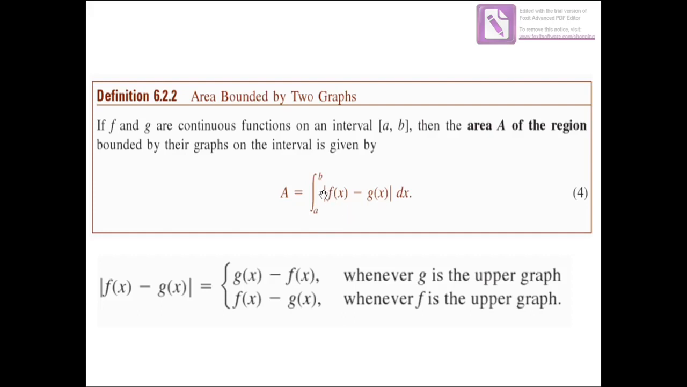Here, since we are talking about the area between two graphs and we don't know which one is greater than the other one, or which one is upper than the other one, we will take the absolute value between these two functions, where the absolute value of f of x minus g of x is equal to g of x minus f of x, where g is the upper graph, or f of x minus g of x whenever f is the upper graph.